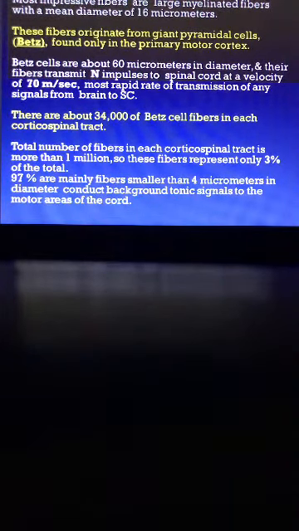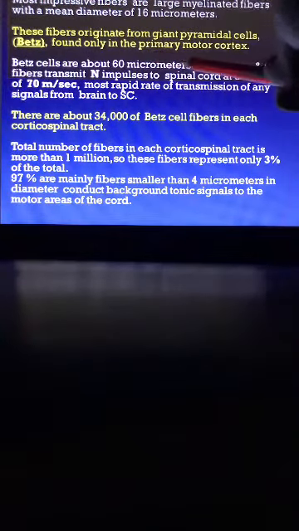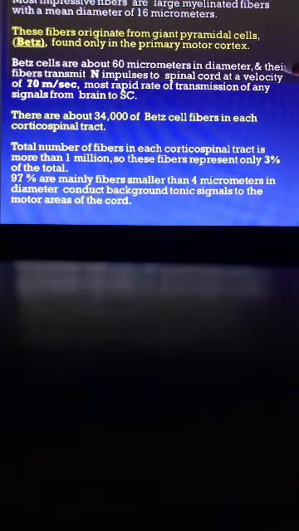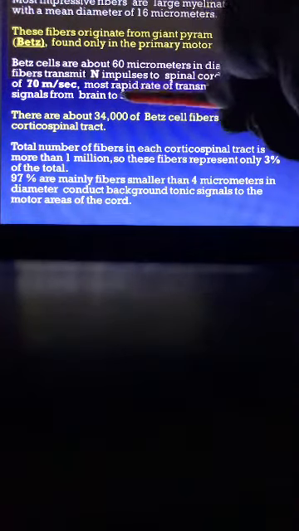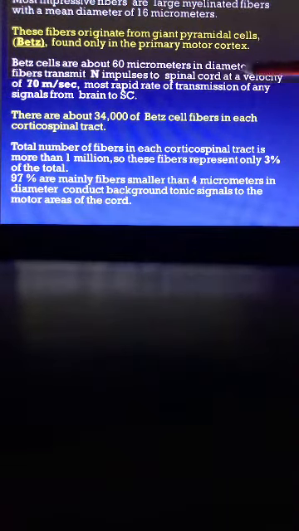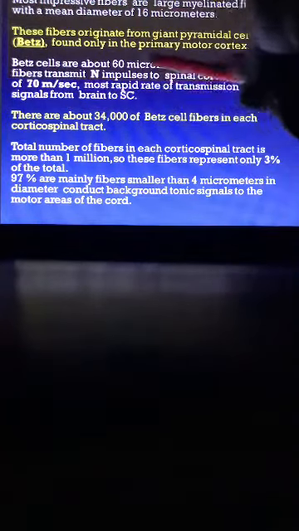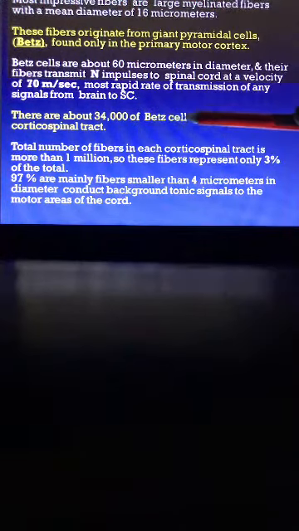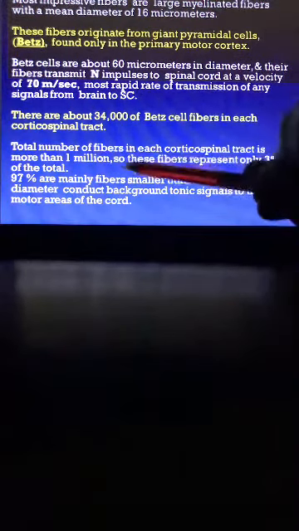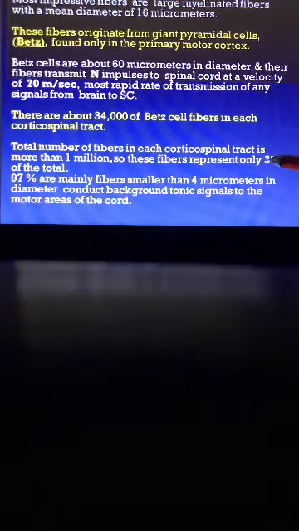Beta cells are about 60 micrometers in diameter, and their fibers transmit nerve impulses to the spinal cord at a velocity of 70 meters per second, which is the most rapid rate of transmission of any signals from brain to spinal cord. There are about 34,000 of these cells' fibers in each corticospinal tract. The total number of fibers in each corticospinal tract is about 1 million, يعني معناها تقريبا نسبة 3% only، والباقي هي small fibers.